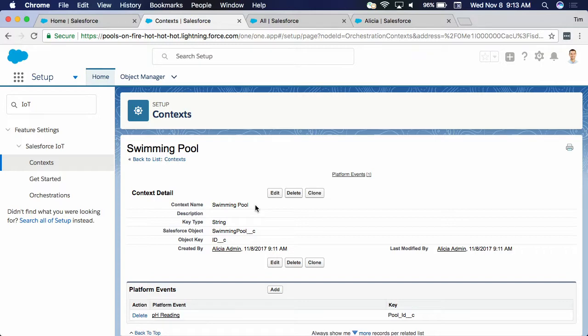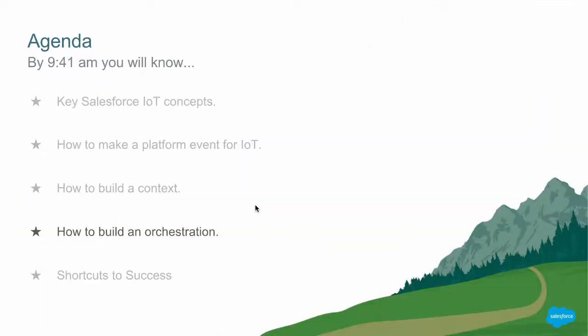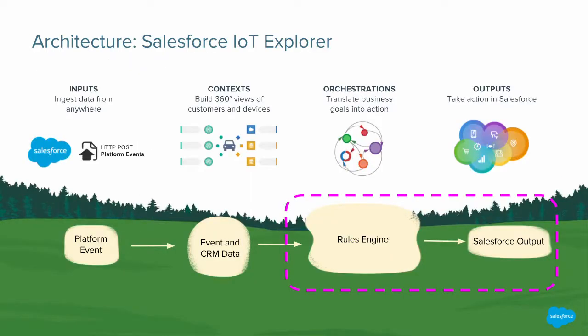But we haven't turned that into business value yet. All we've done is set up a world. And so the next thing we need to do is actually do something with that world, and that's what we call the orchestration. So we're going to go through how to build an orchestration. So what is an orchestration?